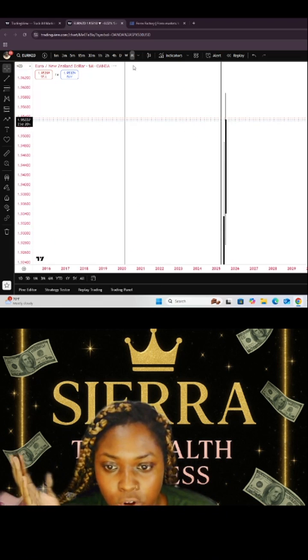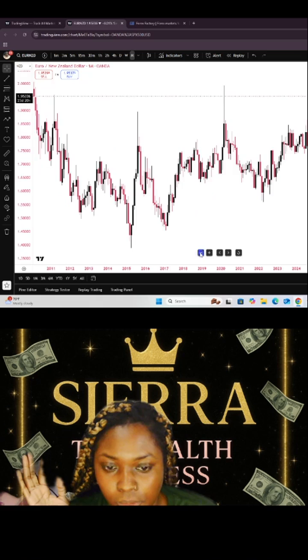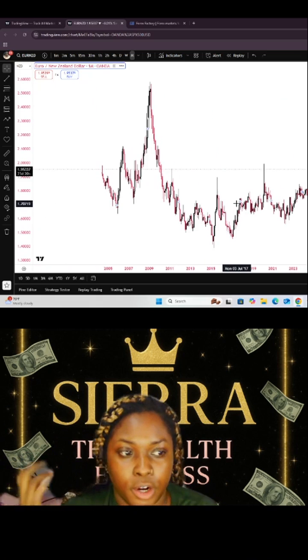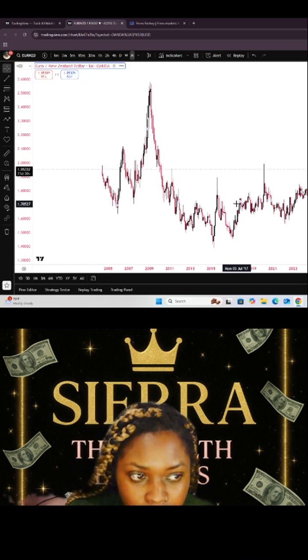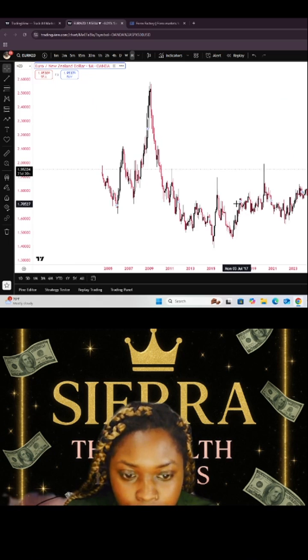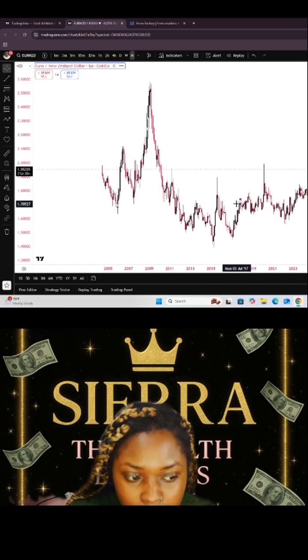So I'm going to start on the monthly, and I'm going to zoom out. All right. And what I'm looking for is either a support and resistance area, a fair value gap area, an inversion fair value gap area, an order block area, a reclaimed order block, or supply and demand. Okay.